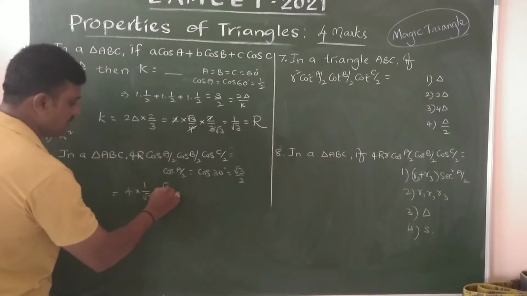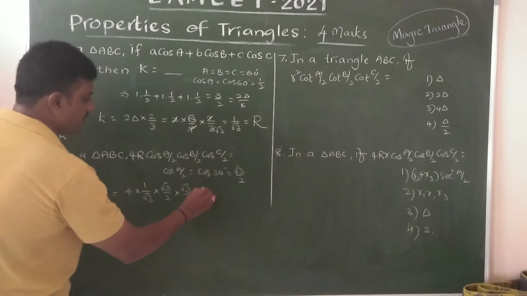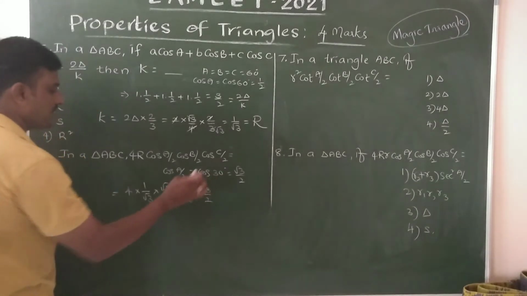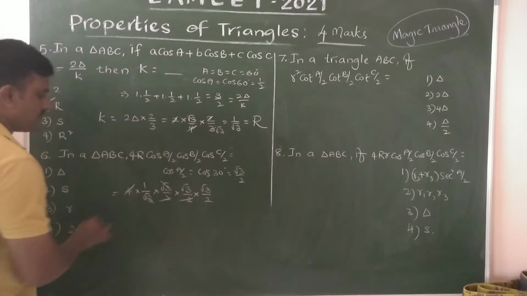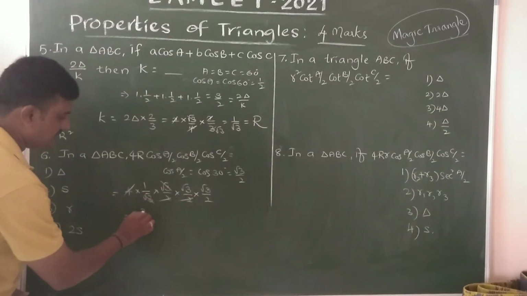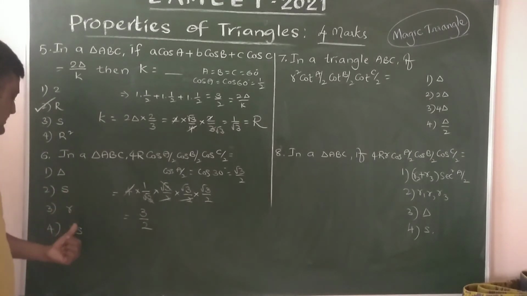Then 4 into root 3 by 2, root 3 by 2, and one more root 3 by 2. Let root 3 get cancelled. For 2 2's, 1 4 cancel. Now here 3 by 2. Then 3 by 2 means which one? Delta or S or r or 2S?